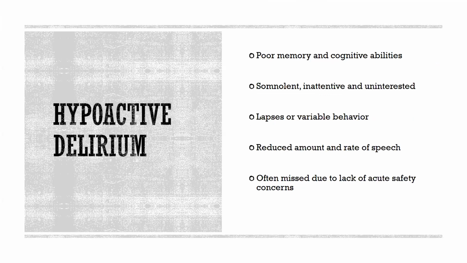So hypoactive delirium. This is one that we don't necessarily see as much, especially isolated hypoactive delirium. Some features include poor memory and cognitive abilities. Patients may be somnolent, inattentive, or uninterested. They can have variable behavior, reduced amount and rate of speech. And this, again, is one that a lot of times is missed. It's one that you probably see more on the medical floors, especially in older patients, where sometimes they can have isolated hypoactive delirium. And at times, again, it's missed because there's not very many acute safety concerns for these patients.